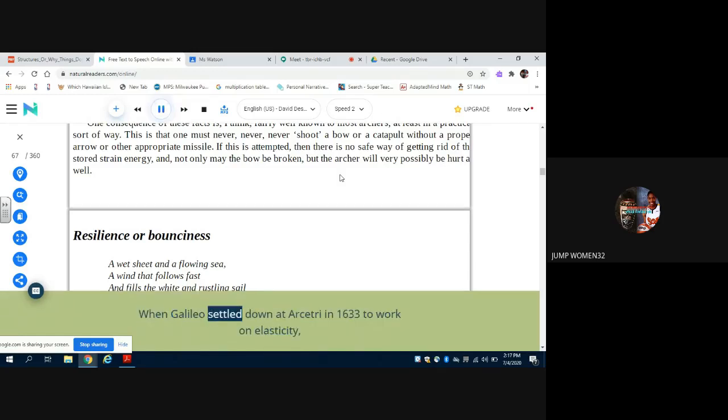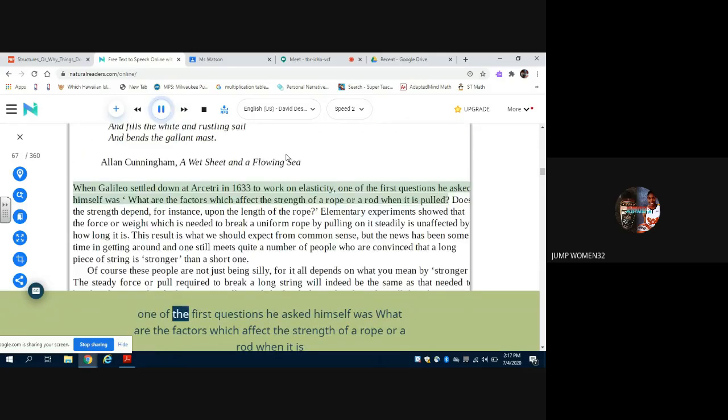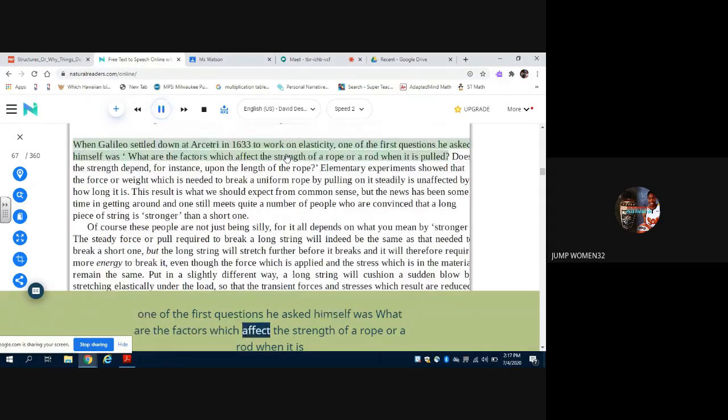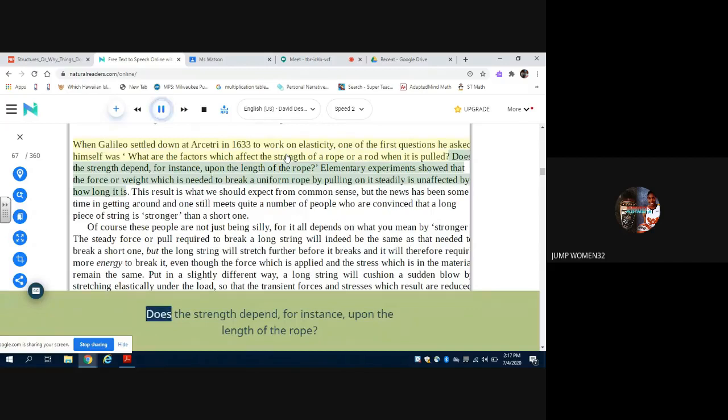When Galileo settled down at Arcetri in 1633 to work on elasticity, one of the first questions he asked himself was what are the factors which affect the strength of a rope or a rod when it is pulled? Does the strength depend, for instance, upon the length of the rope?